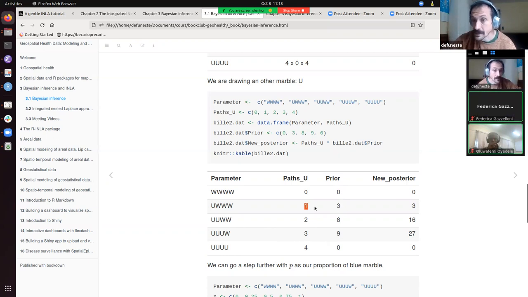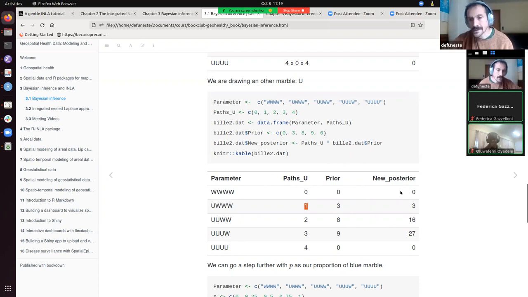So we just multiply it. We are just multiplying our new data times the prior. The new data is the likelihood of every path, of every step, and we are multiplying by the prior. Then one times three gives three, two times eight gives 16, etc. And this is just what I have written in R here.